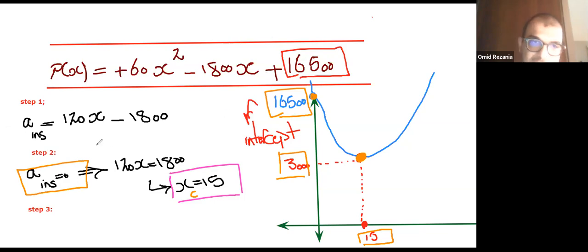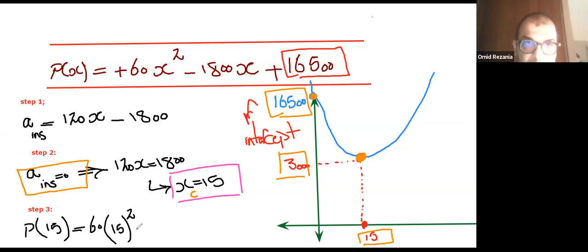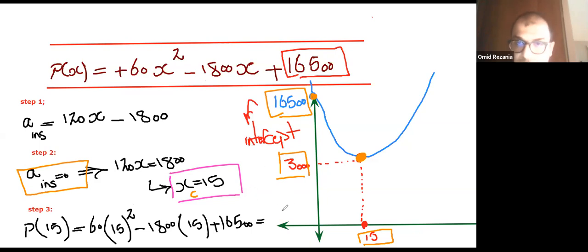For step number 3, I'm just going to plug the value of x, 15, inside the equation. Then I get the p of 15, which means that it's going to be 16 times 15 squared minus 1800 times 15 plus 1615, which equals what? 3,000.